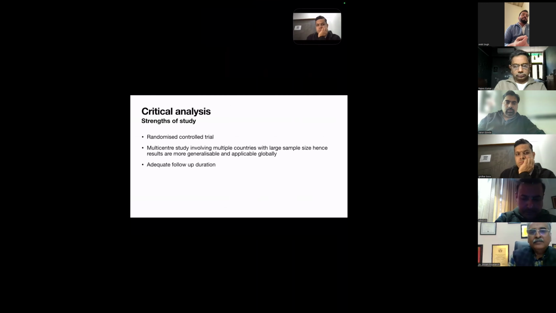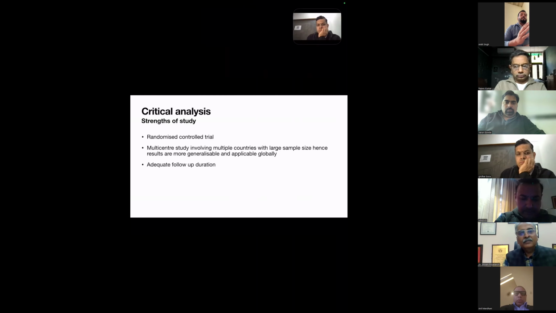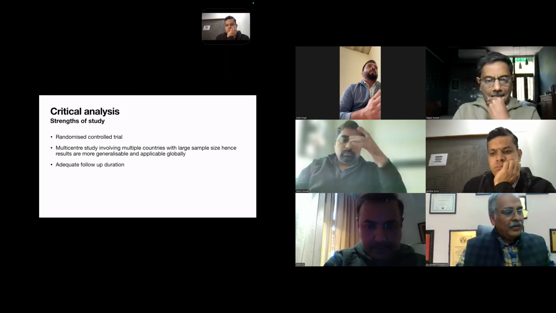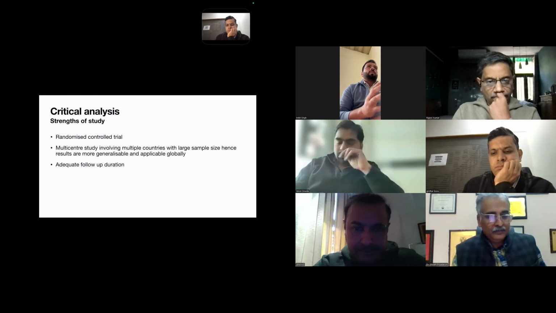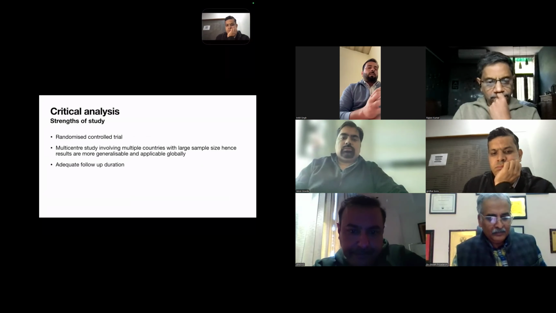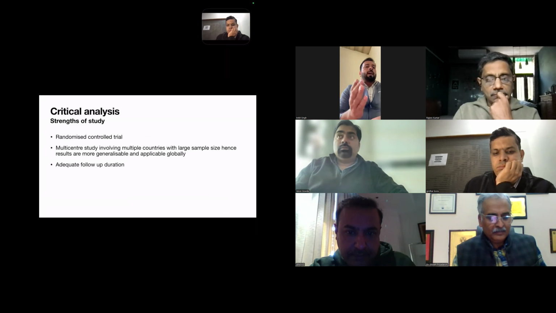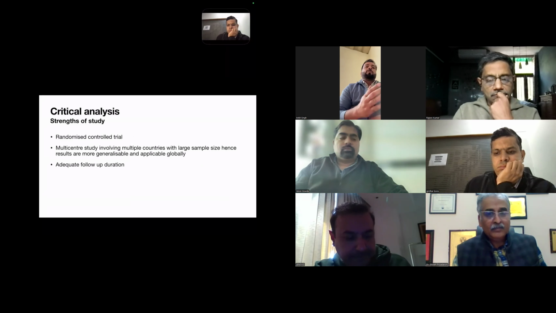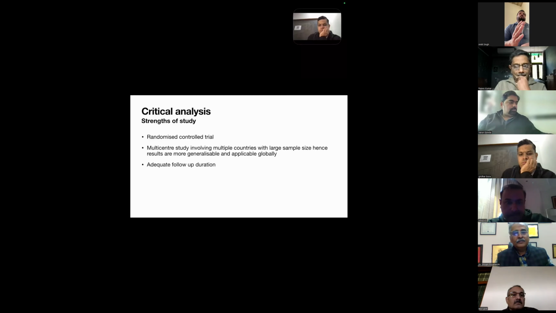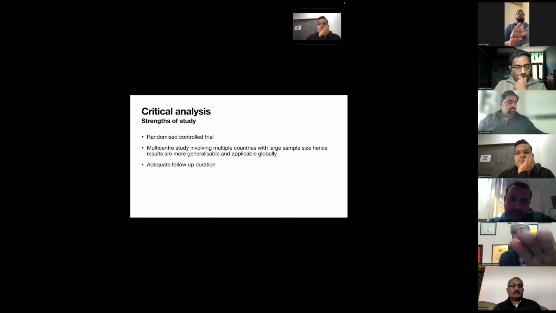In the critical analysis of the study, the strengths: it is a randomized controlled trial with well-matched groups, and it was a multi-center study conducted in 17 countries over 244 centers with a large sample size. So the result is generalizable and can be accepted globally. The duration of the follow-up was also adequate, almost 8 years. They gave 8-year overall survival.